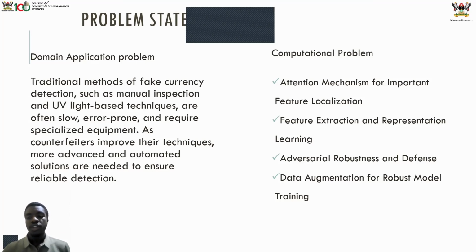Then we also have adversarial robustness and defense. Here we have generative adversarial learning for coming up with samples which can withstand robust and hard conditions, counterfeits. Then you have data augmentation. Because of the limited data set we had, we had to use data augmentation to come up with more and more samples to use in our training data sets.